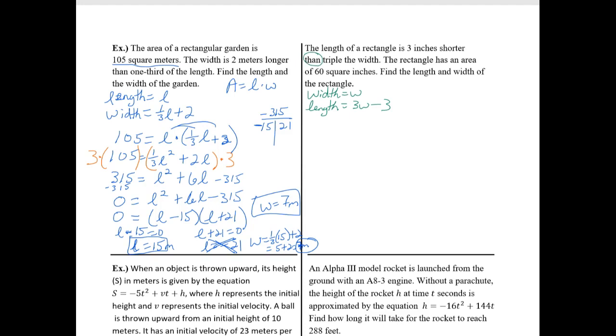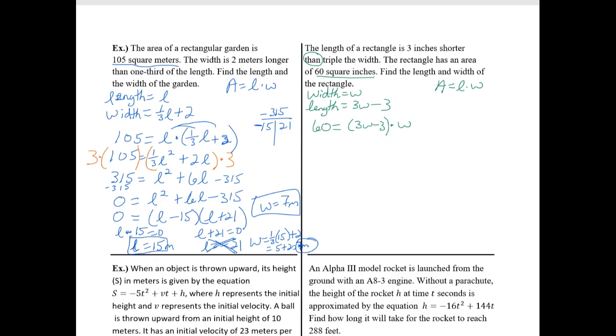Alright, I've defined my variables. I know area of a rectangular object is length times width. And the area of our particular object is 60 square inches. So I replace A with 60, and I replace length with 3W minus 3 times my width.